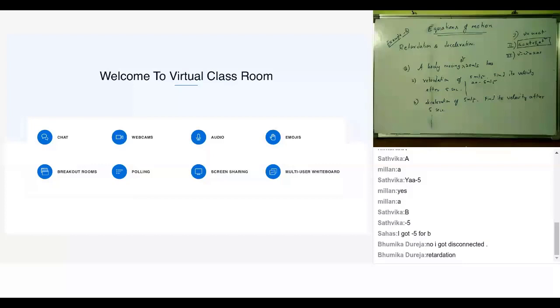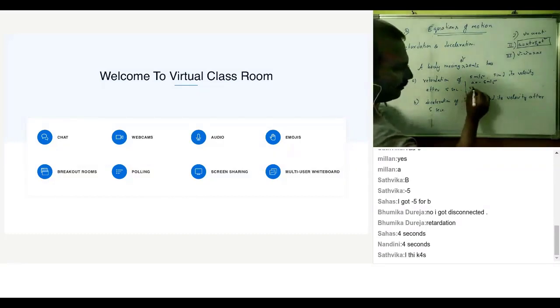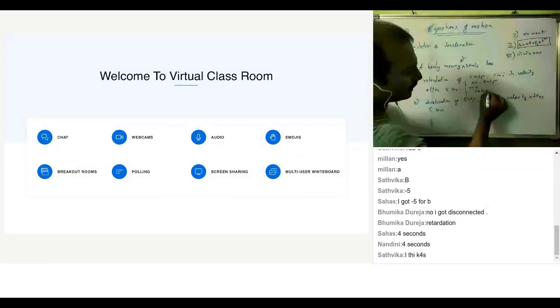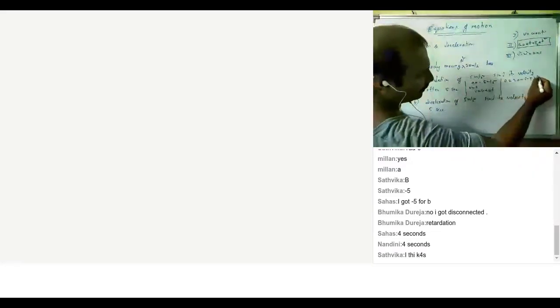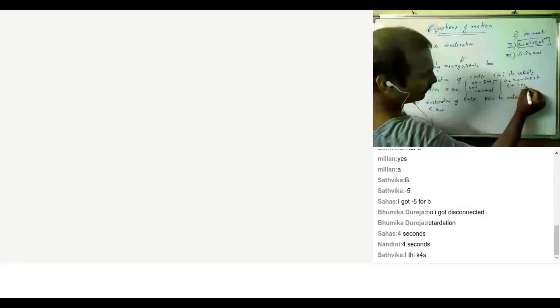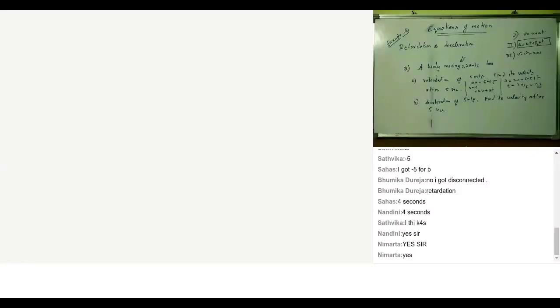First case, I'm taking an example of retardation to be a car moving at 20 meter per second and brakes are applied. If the brake produces a retardation of minus 5 meter per second square, after how much time would the car stop? It would stop after 4 seconds. So how do we get it? We say V equal to 0. So I have V equal to U plus AT. That gives me 0 equal to 20 plus minus 5 into T, which gives T equal to 20 by 5, that is 4 seconds. After 4 seconds, this body stops.